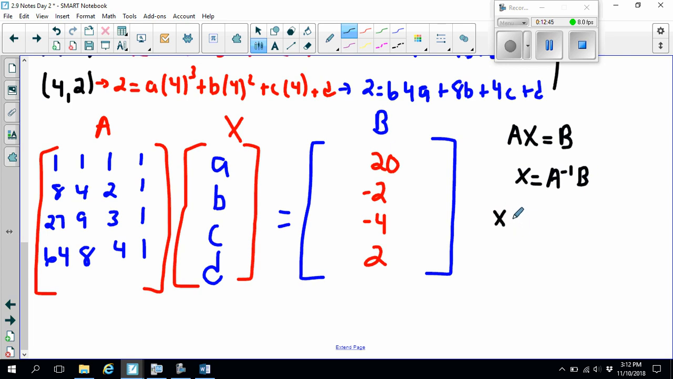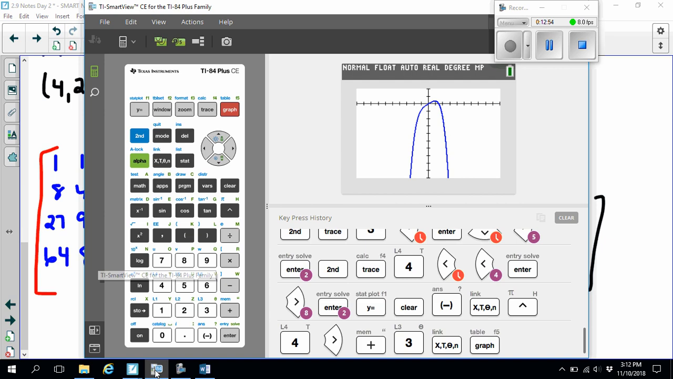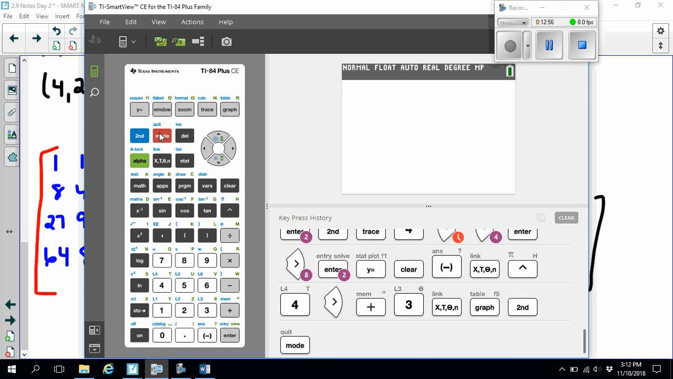Okay, so let's go ahead. We're going to plug this all into our graphing calculator so we can get our values for the X matrix. So this is where we do need to use that. Okay, so remember, what we're going to go to is our second, and then it's going to be the inverse key, x to the negative first, or if you see in blue it says matrix, that's what we need to go to.